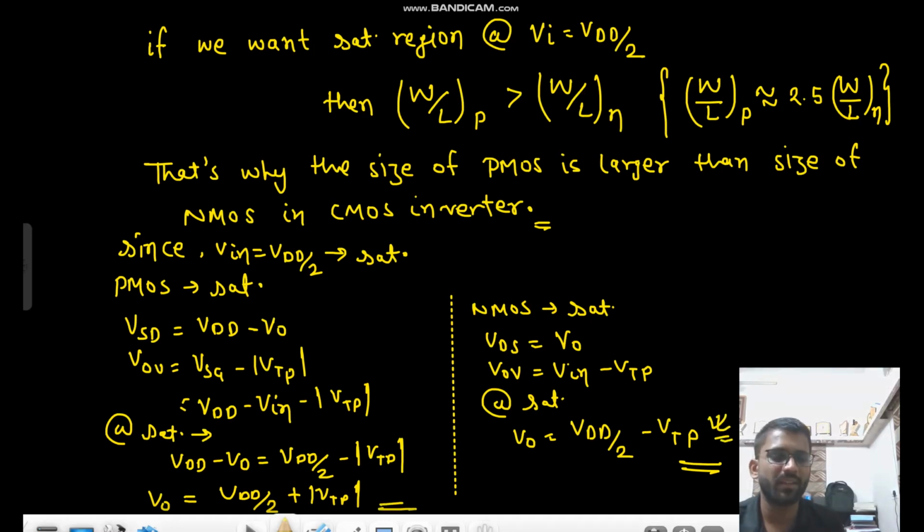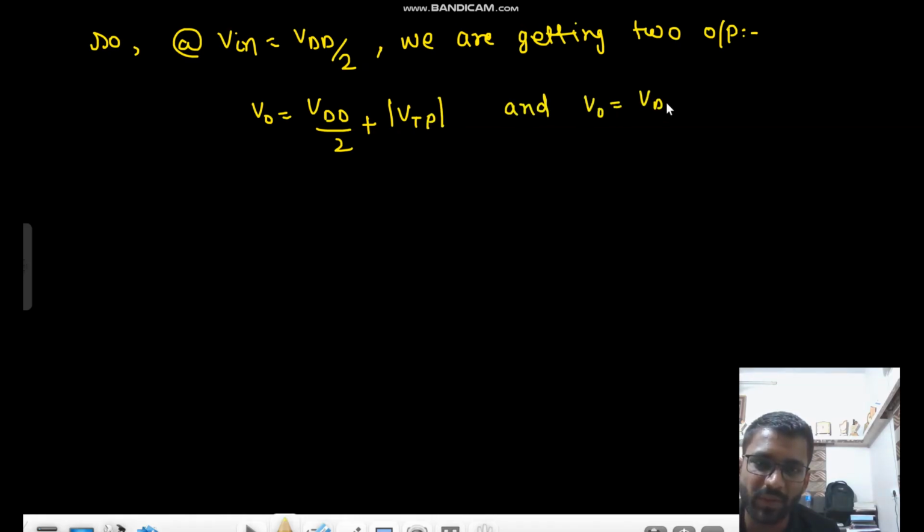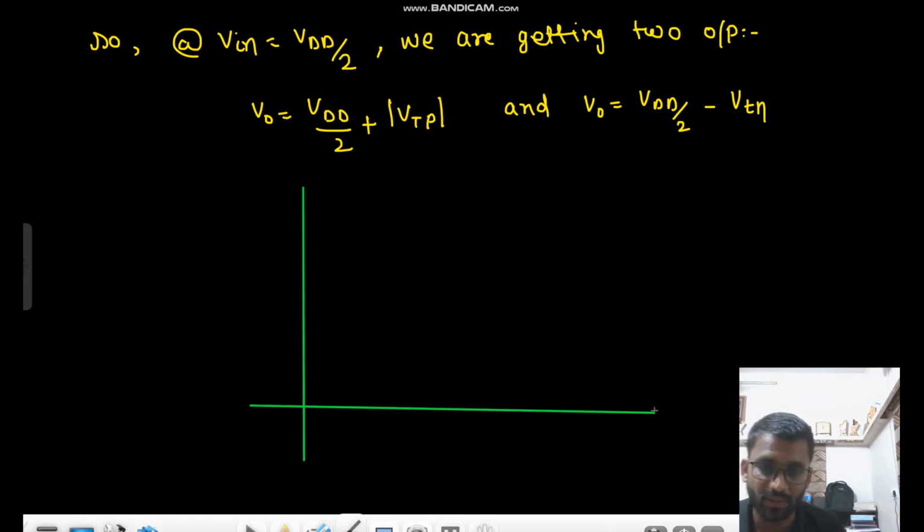Now at V in equals to VDD by 2, we are getting two outputs. V naught equals to VDD by 2 plus VTP, and V naught equals to VDD by 2 minus VTN. So what would be the value of output? Both of them will be there. So how will the curve look like? For this much characteristics, we will draw the curve now. Okay, for this much value.